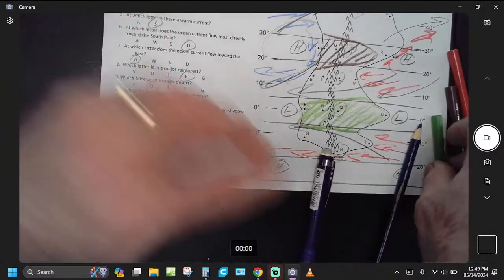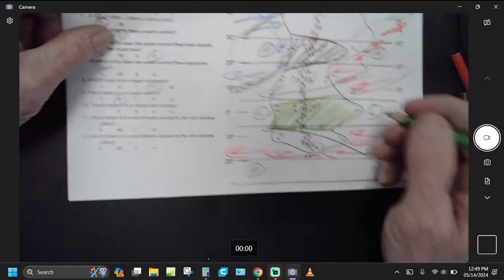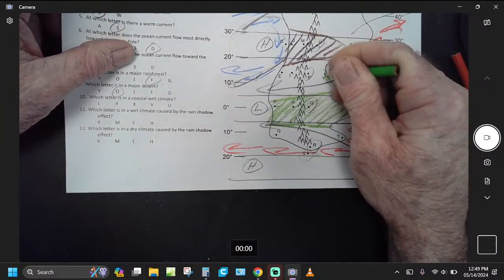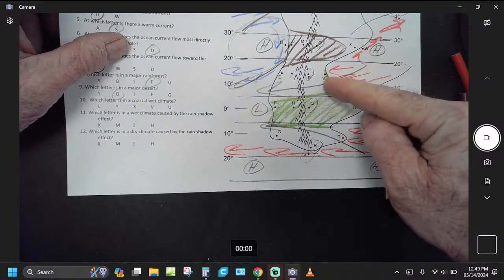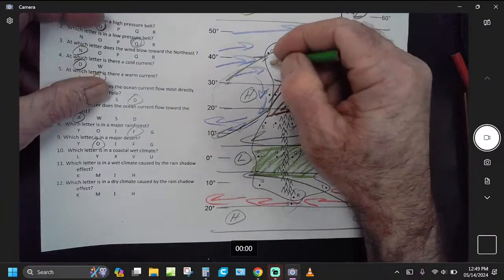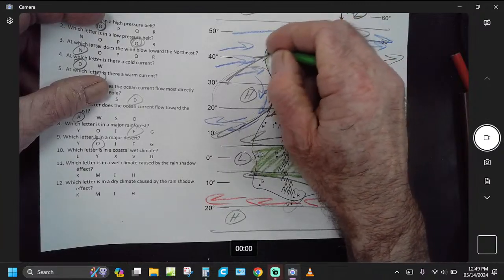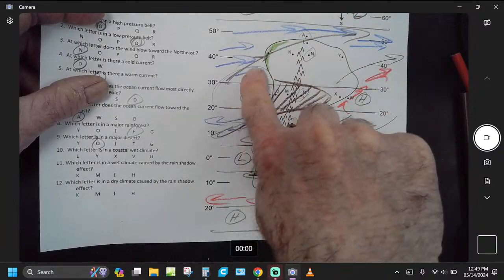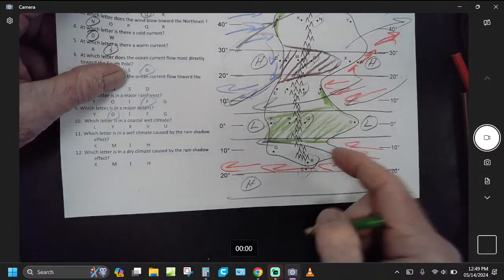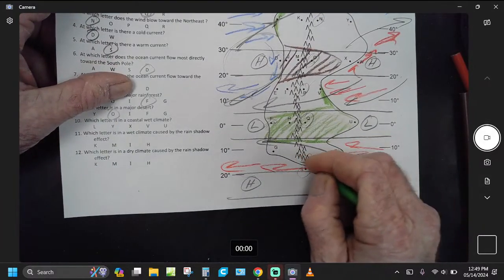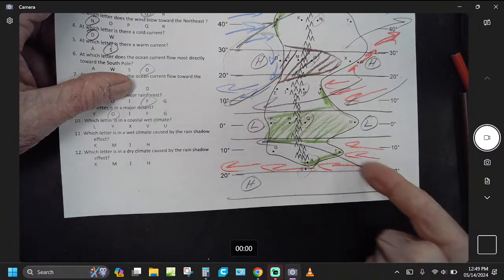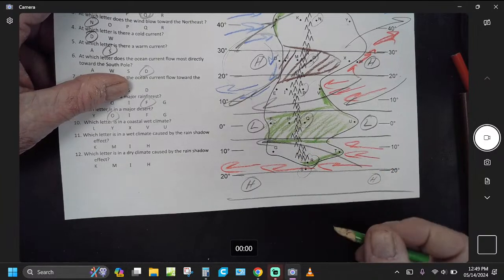Then the coastal wet climates, they're wherever the wind hits the ocean. So there's one all along here, because the wind, this dark arrow, comes from the ocean and hits the land. And there's another one up here, because that dark arrow is coming from the ocean hitting the land. And then there's another one down here, because the dark arrow is coming this way and hitting the land there.